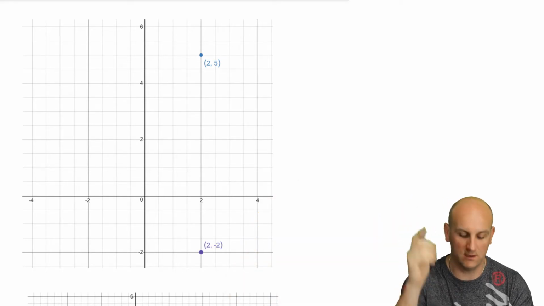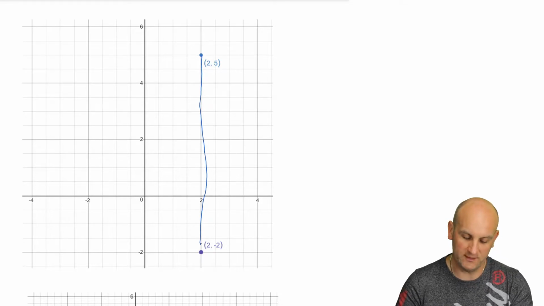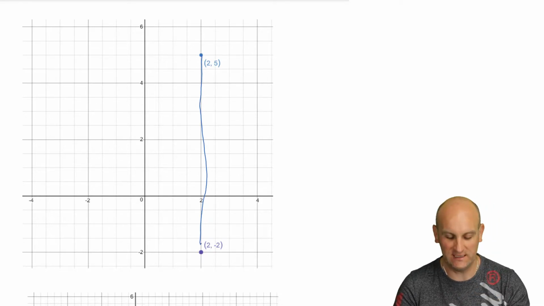So here we go. Now we've got a vertical line. So if I draw a thing here, that was not a straight line at all. That is shonky. Word of the day. Love shonky.